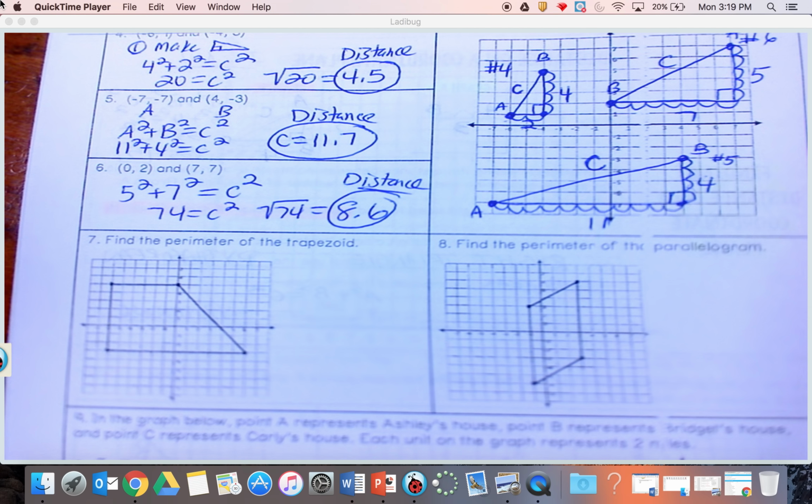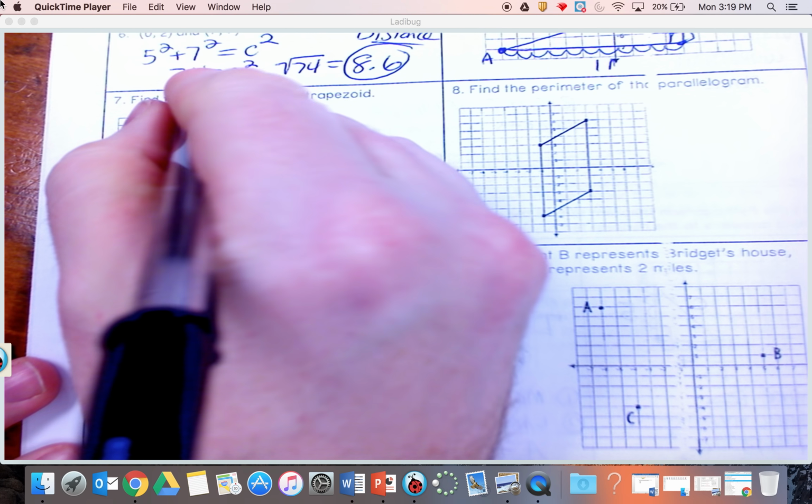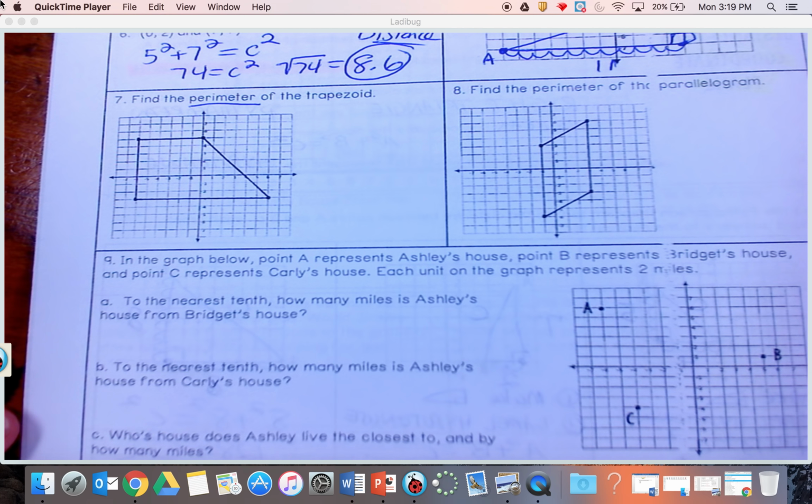Just takes a little bit of time, a little bit of effort, and you'll be able to get those real quick. All right. So number 7 and 8 are a little more thinking of a problem of what to do. It's just asking you to find the perimeter. So basically, perimeter, remember, is adding these all together. And so I'm going to do this one.